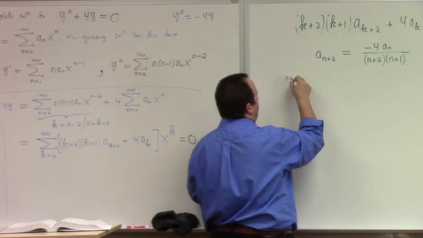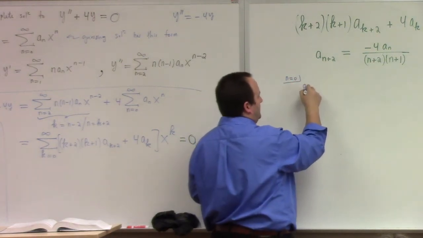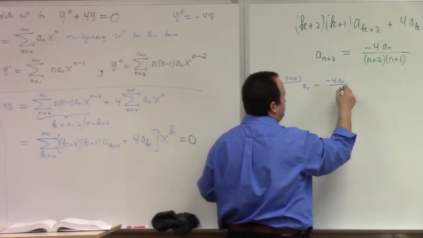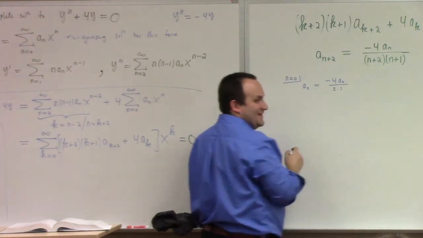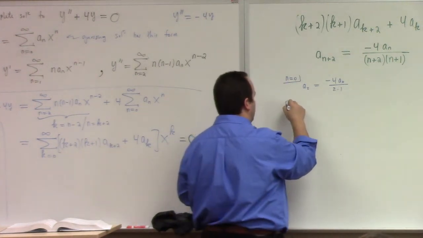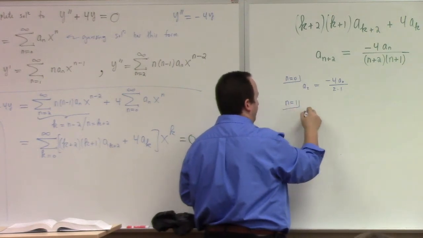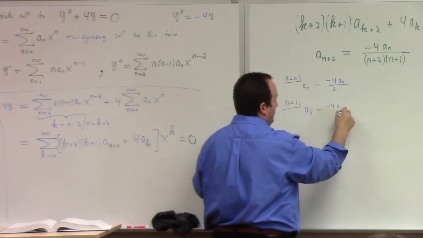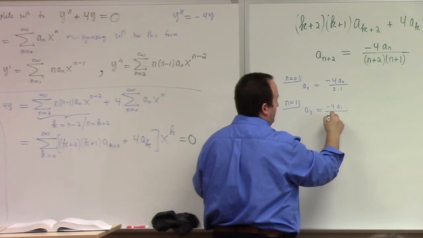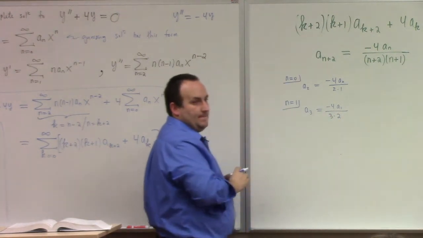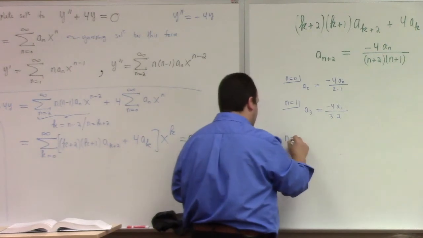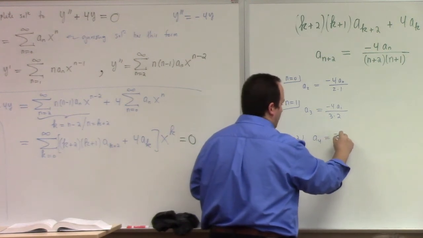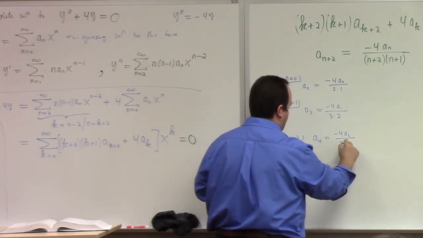Consider n equals 0. We get a2 is minus 4 a sub 0 over 2 times 1, right? How about n equals 1? We get a sub 3 is minus 4 times a sub 1 over 3 times 2, yeah? What happens with n equals 2? We get a sub 4 is minus 4 times a sub 2 over 4 times 3.